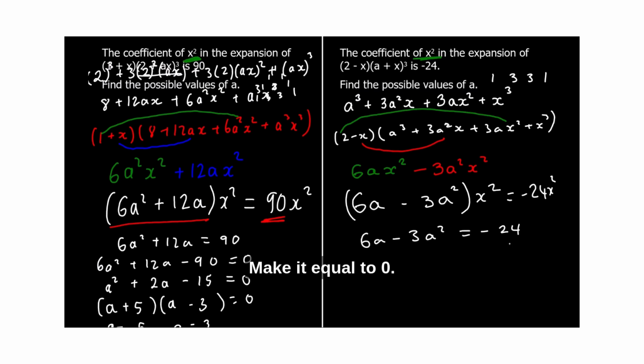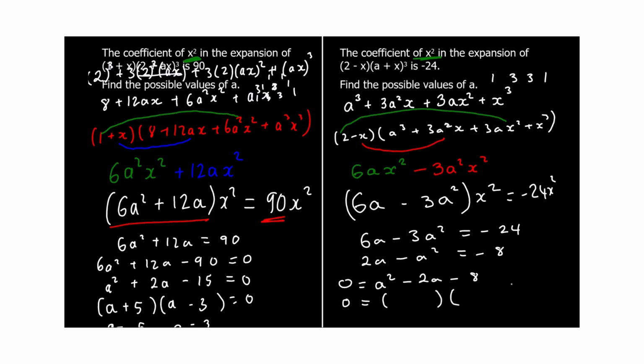Make it equal to 0. And divide through by 3 to make it easier. So 2a minus a squared is equal to negative 8. Move everything over to the right side. So a squared minus 2a minus 8 equals 0. What multiplies to make 8? It's got to be 2 and 4 to give me a 2. So it's (a plus 2)(a minus 4). So a can be negative 2 or a could be 4.